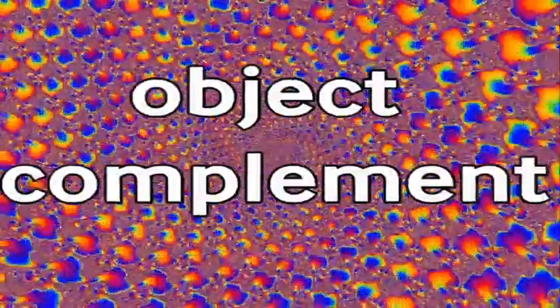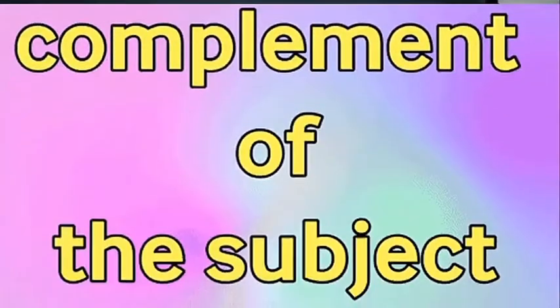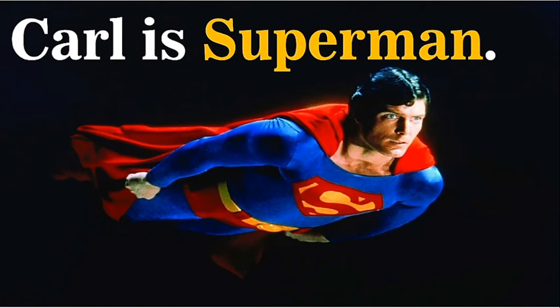Nouns can act as object complements. An object complement gives us more information about the object or complements the object. Americans elected Biden president. Biden is the object and president is the complement of the object Biden. A noun can act as a complement of the subject. Carl is Superman. Superman is the complement of the subject Carl. A subject complement is a complement that refers back to the subject. So this noun, Superman, is referring back to Carl, and there is an intervening word there, a verb. So a subject is usually linked to its complement by a linking verb. In this case, the linking verb is the verb is.